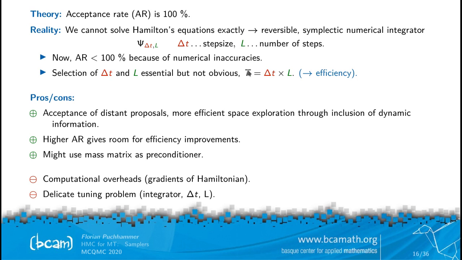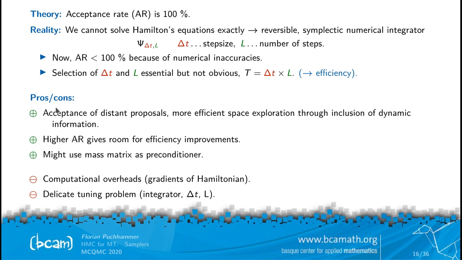So for instance, we want to generate proposals far away from the previous one, so we fix some final integration time t, which is given in terms of delta t and L as the product. And in terms of efficiency, if we want to have more accurate results, we will usually just take delta t smaller, but at the same time, to maintain this t, we have to use a huge amount of steps, so acceptance rate increases, but efficiency decreases. So we have to make a certain trade-off here.